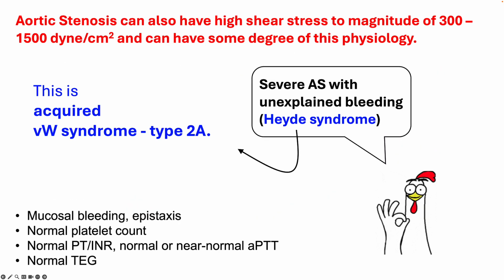Some aortic stenosis patients come with unexplained bleeding. These patients have high shear stress and can have some degree of the physiology that we just discussed. This is called acquired von Willebrand syndrome, type 2A.